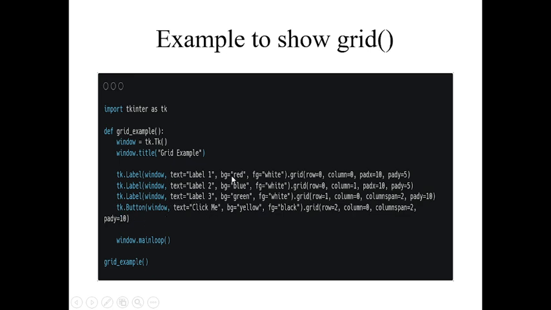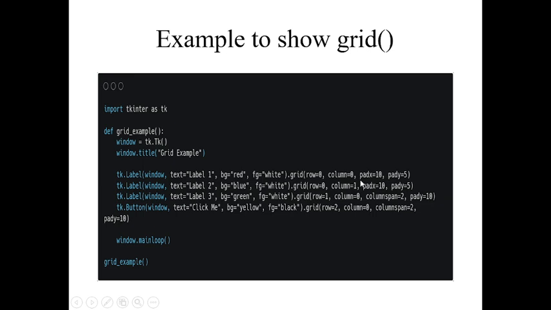Now there are different colors for the labels. Label 1 is red, Label 2 is blue, Label 3 is green, whereas the button is yellow. The foreground for each of these 3 labels is white and for the button is black. The main thing is this .grid, how they are arranged in the window. The first label will be at row 0, column 0, distance from x is 10, distance from y is 5.